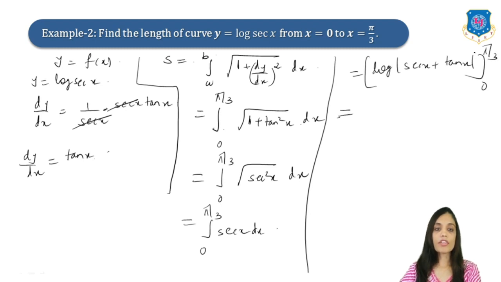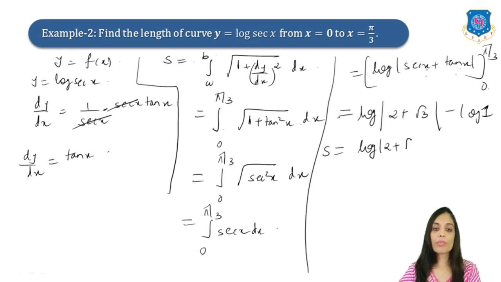Now let us put the values of the limits. So if I put pi by 3, right? So it will be log sec pi by 3 plus tan pi by 3. But the value of sec pi by 3 is 2. Value of tan pi by 3 is root 3. Right? If I put 0, right? What will we get? Log 1. Because sec 0 is 1, tan 0 is 0. So log 1. And the answer of log 1 is what? 0. So the final answer of the arc length s is log mod 2 plus root 3.